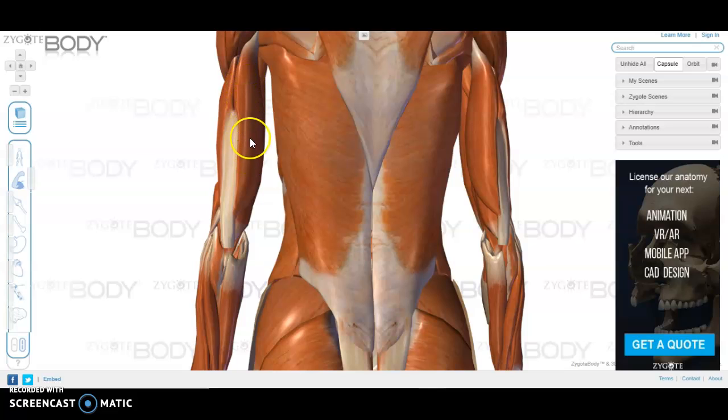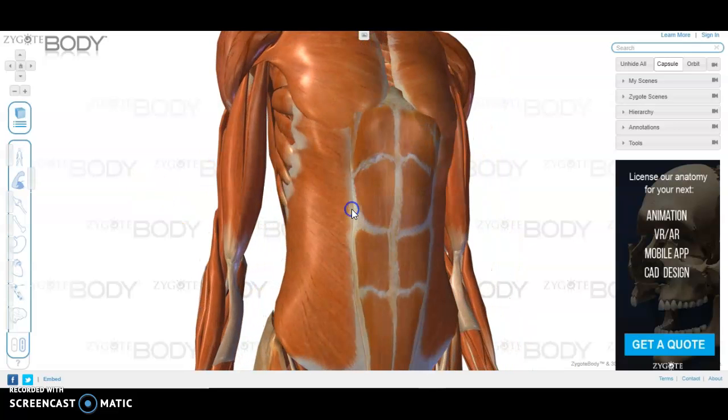Here we find the triceps brachii, and on the opposite side we find the biceps brachii.